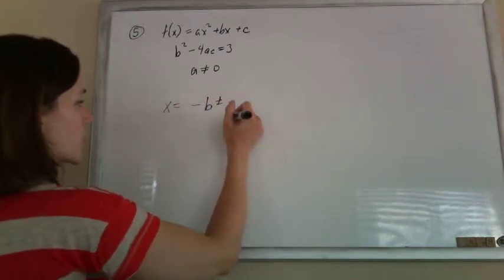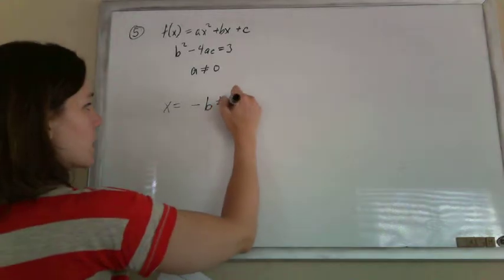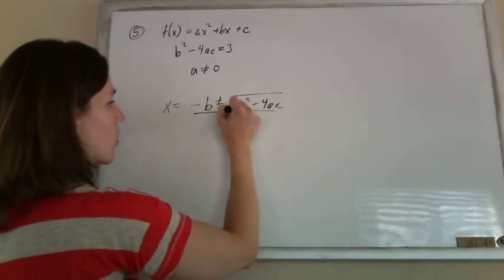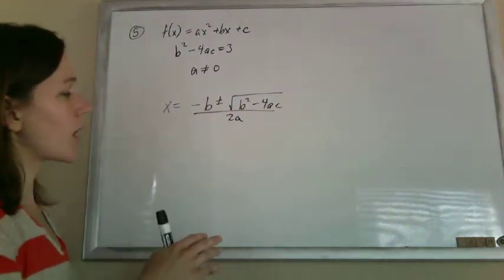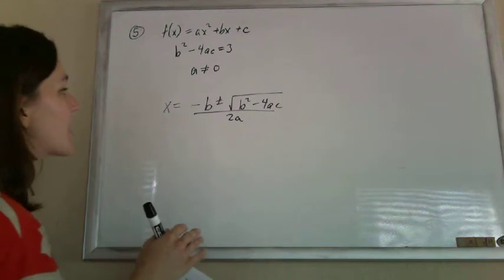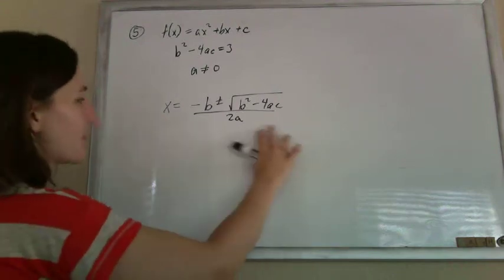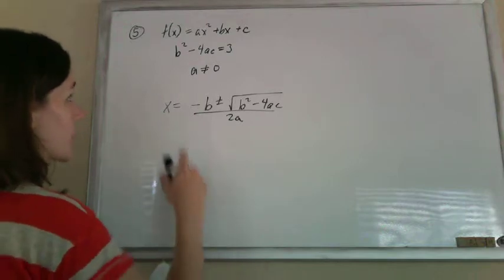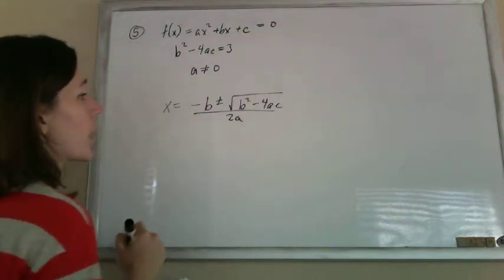And then we recognize this as part of the quadratic formula, because remember, any quadratic equation can be solved with the quadratic formula, negative b plus or minus the square root of b squared minus 4ac all over 2a. And this is describing the roots of the equation, where the function would equal 0.